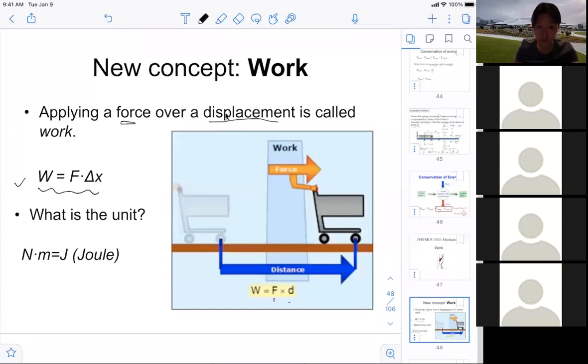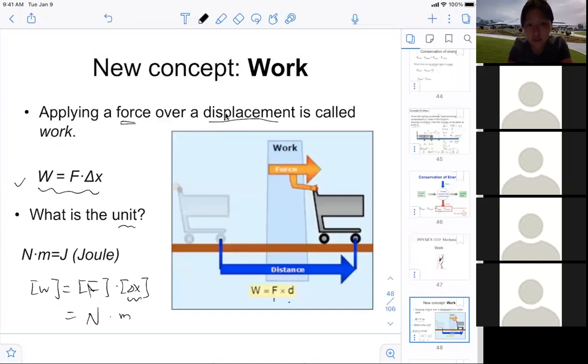What about the unit of work? So we can do the dimensional analysis. The unit of work is equal to the unit of force times the unit of displacement. The unit of force is newtons and the displacement is meters. So we have seen this before. We have seen newton times meter is also the unit for kinetic energy or potential energy, and it's also joules.